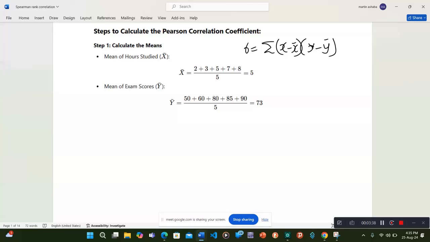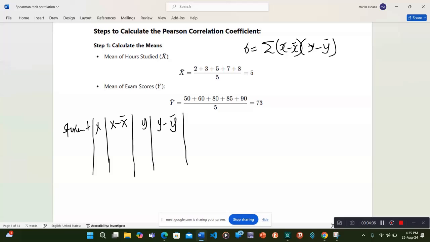Let me put the headings of your table. I could have a student column, but even if you don't put that, it doesn't matter. But you need to have X, you need to have X minus X bar, you need to have Y, and you need to have Y minus Y bar.